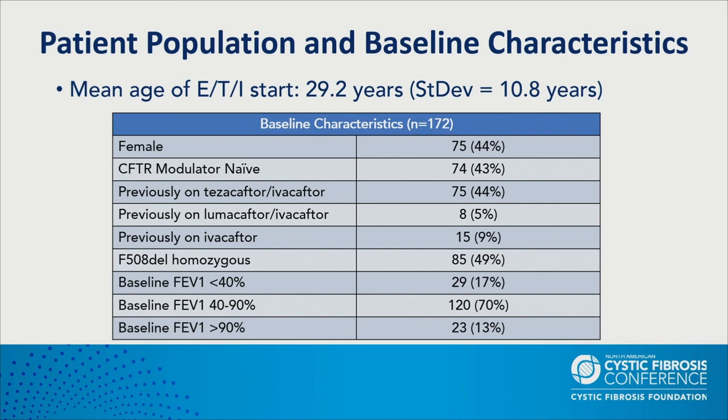Overall, we felt like all of our baseline characteristics were pretty well balanced, a good balance between male and female, a pretty good balance between CFTR modulator naive and then those that were changing from a previous modulator to ETI. Although of the patients that were changing from a previous modulator, the vast majority of them were tezacaftor, ivacaftor. We only had a handful of patients that were changing over from ivacaftor alone or lumacaftor, ivacaftor. And then 70% of our patients met the 40 to 90% baseline FEV1, whereas we had 29 patients in our advanced lung disease subgroup. And then F508 homozygous and F508 heterozygous were almost 50-50 split. So we got a good inclusion from both populations.